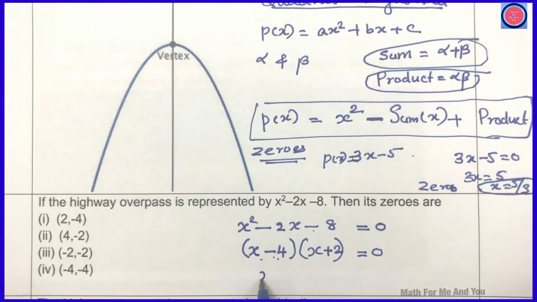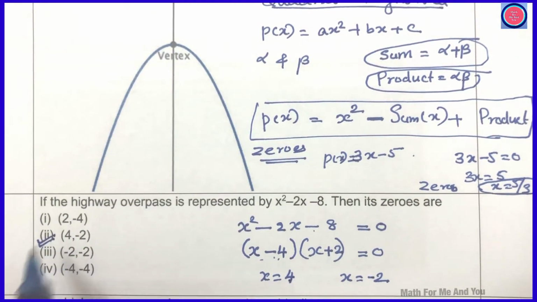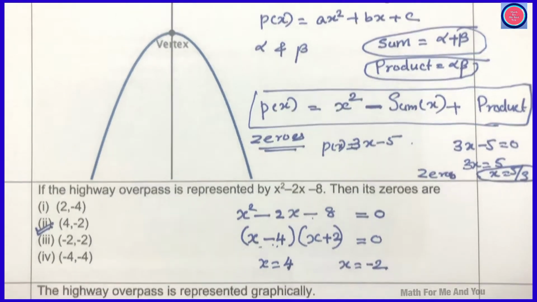x minus 4 equals 0. What is x? x equals positive 4. And then x plus 2 equals 0. What is x? x equals minus 2. So what are the zeros? 4 and minus 2. That means which option? Option number 2 is the correct answer.